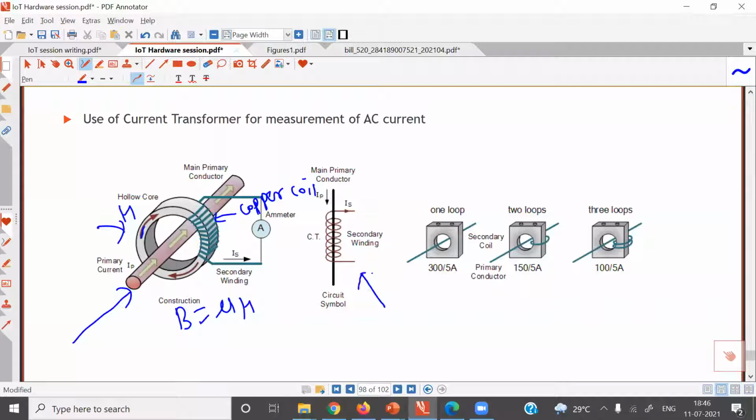This shows symbol of the current transformer. This is the winding, and this thick line is the current carrying conductor. Different types of CTs are shown on the right hand side, like 300:5. So when current on this wire is 300 ampere, current on the secondary reaches up to 5 ampere. 150:5 ampere, 100:5 ampere. So CTs are available with different ratios. So 300 means primary current is 300 and secondary current induced is around 5 ampere.